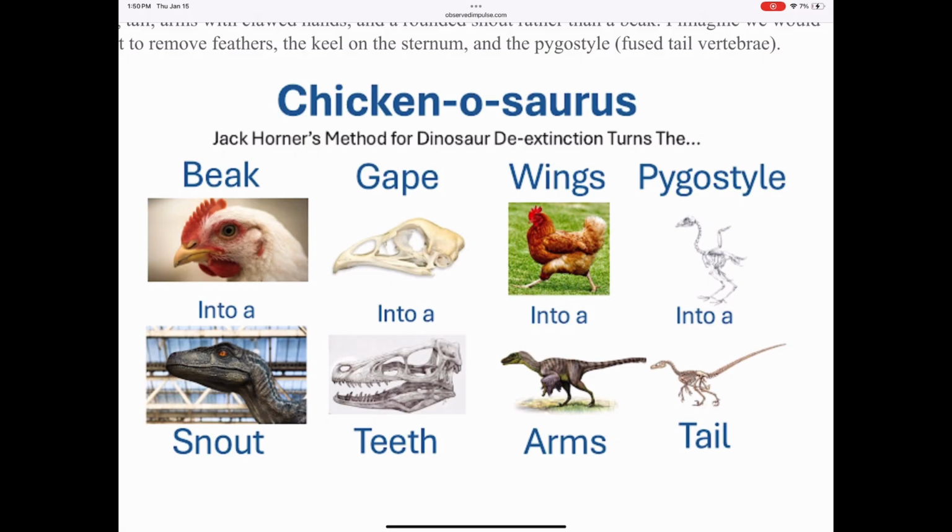or repressed. And there is a lot of good evidence showing that you can turn a beak into a snout by changing genes. You can turn a gape into teeth, wings into arms, and a pygostyle into a tail. So this would not be bringing back individual dinosaur species based on their skeletons. This would be taking a bird and trying to revert it back to a more dinosaur body type.